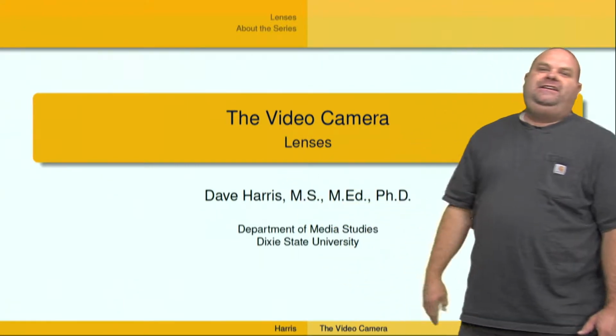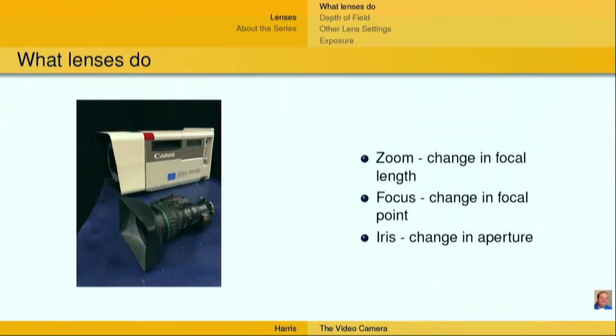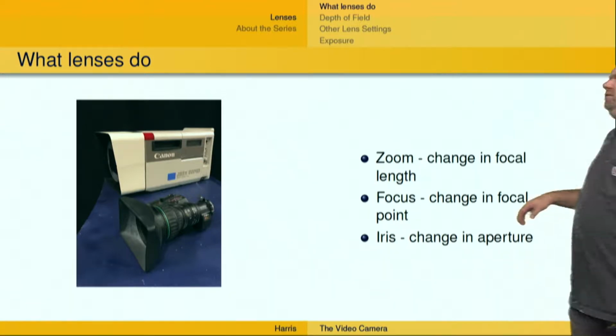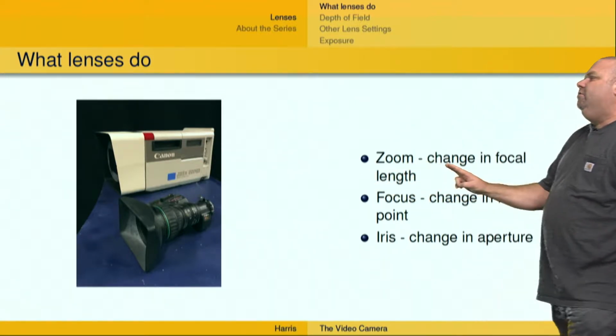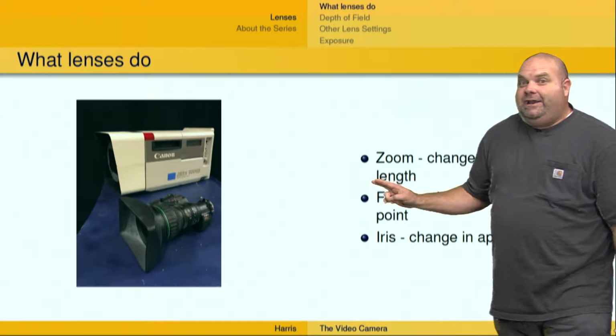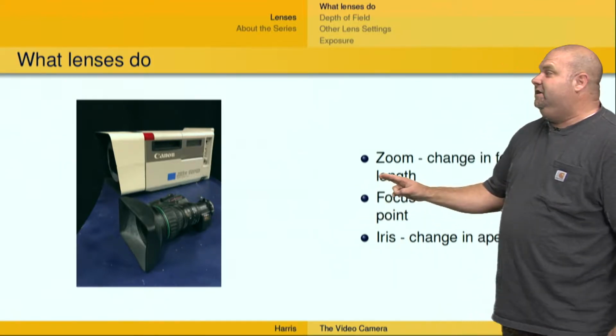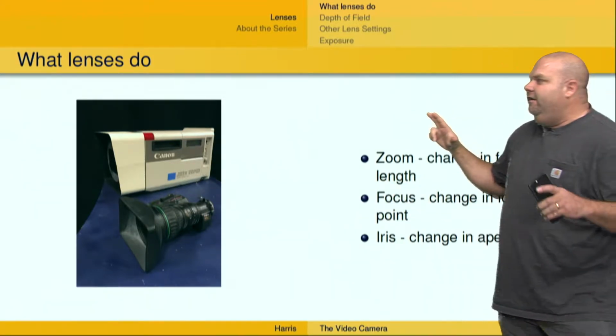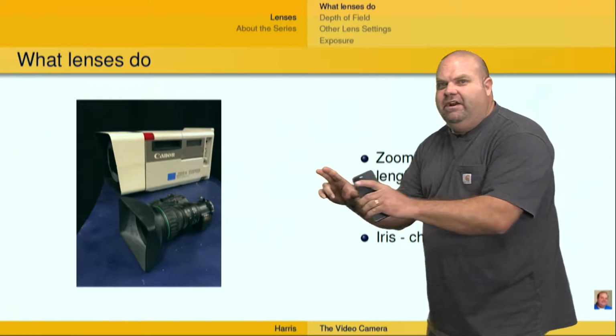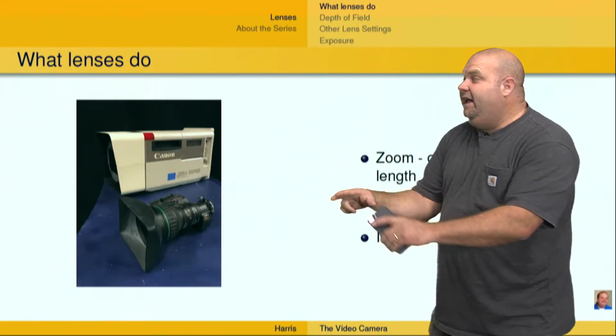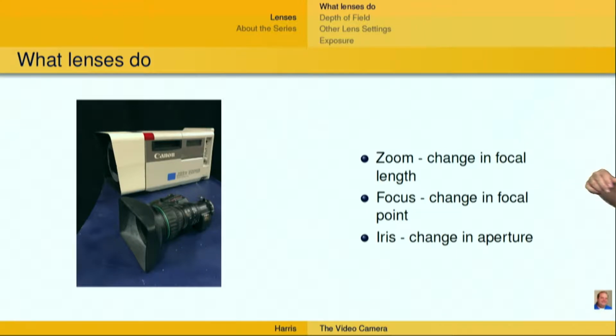We're talking about the video camera right now and specifically discussing lenses in this particular video. What does a lens do? One of the most important things that a lens does is it zooms, or if we want to be really technical, it changes the focal length of the lens. In other words, it allows us to zoom in very telephoto, or very tight, or very zoomed in, or it allows us to zoom out to a nice wide shot. It really helps us to get things that are far away, almost like a telescope.